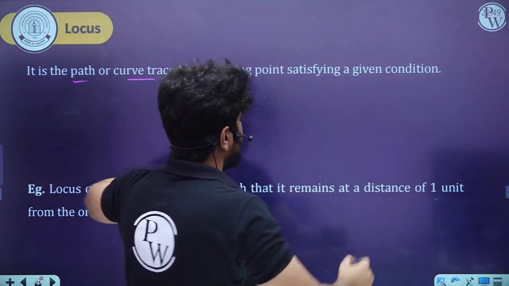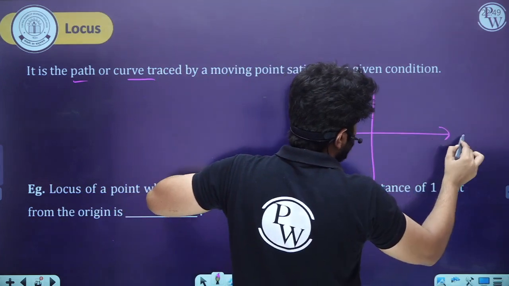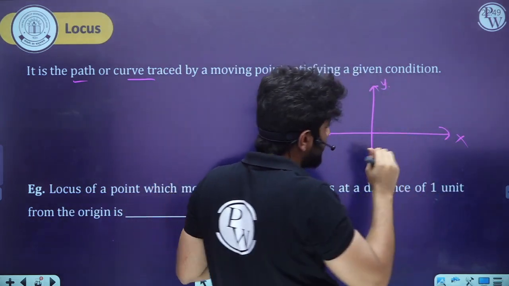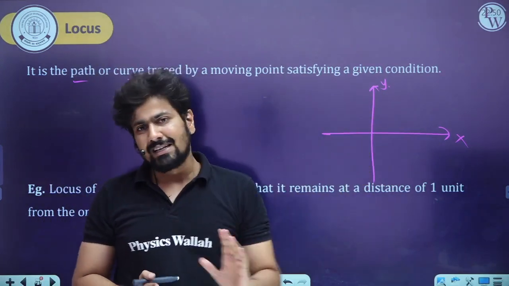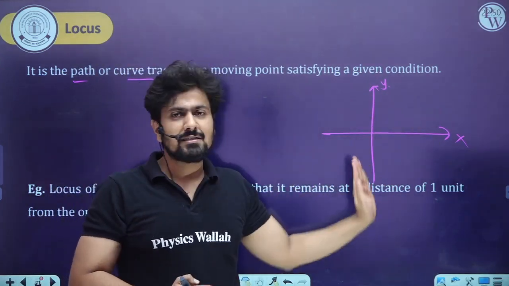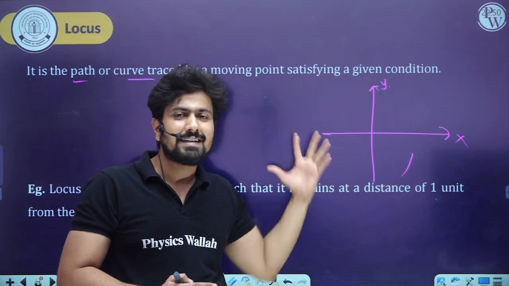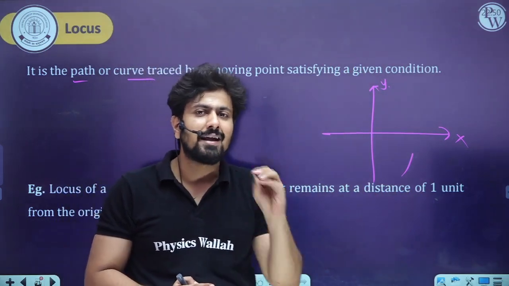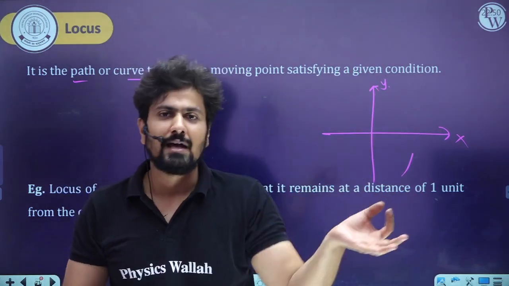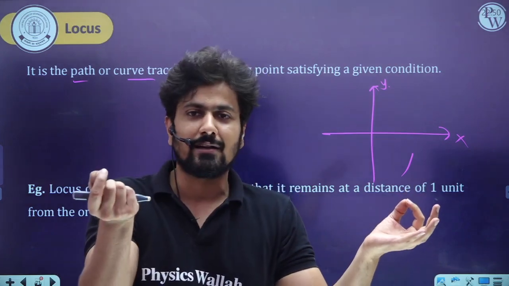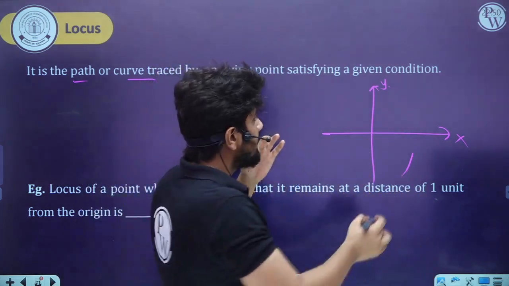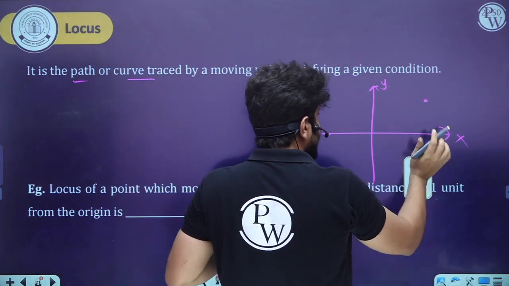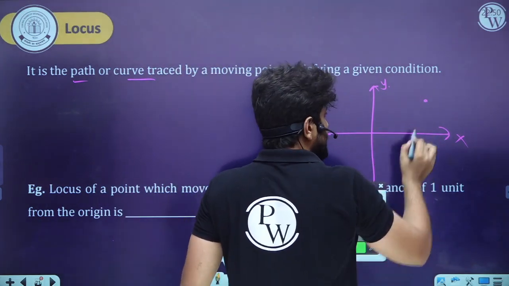There's a locus. So if we have coordinate geometry, what do we mean by coordinate geometry? Here we are studying 2D coordinate geometry. There's an x-axis, there's a y-axis, and on this entire plane, every point has an address. Like your home has an address, okay? Your school has an address, okay? So every point can be represented by a coordinate, right?